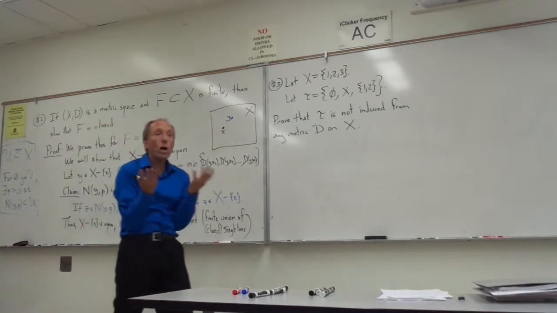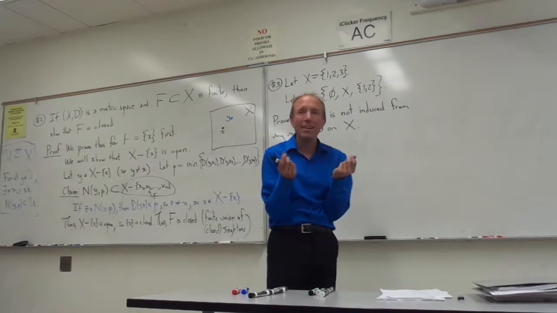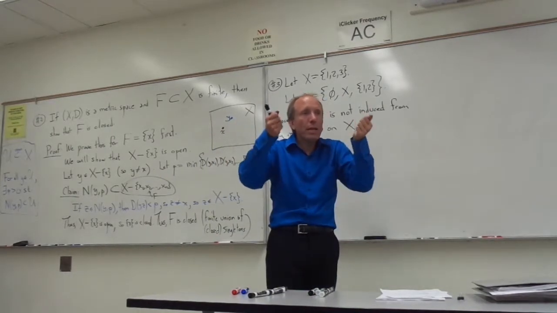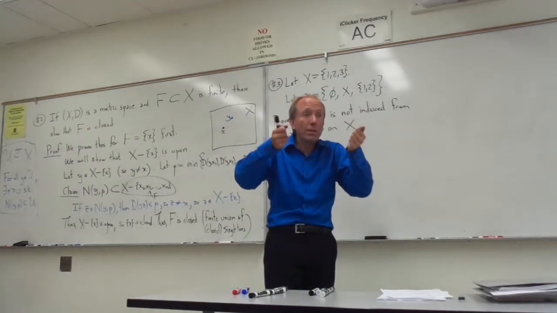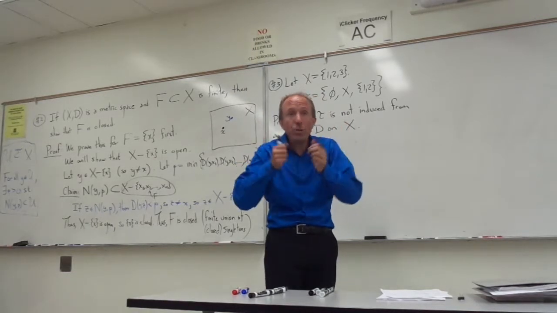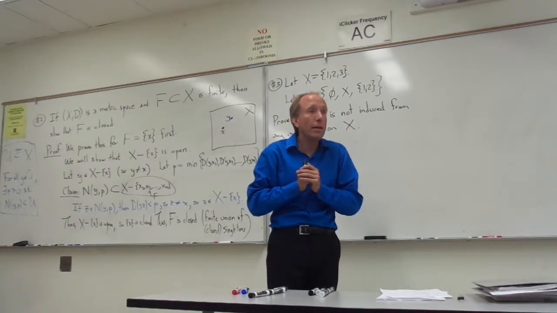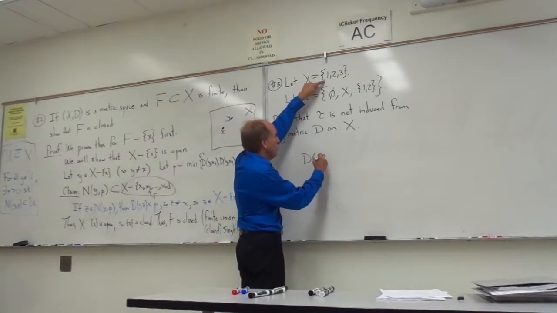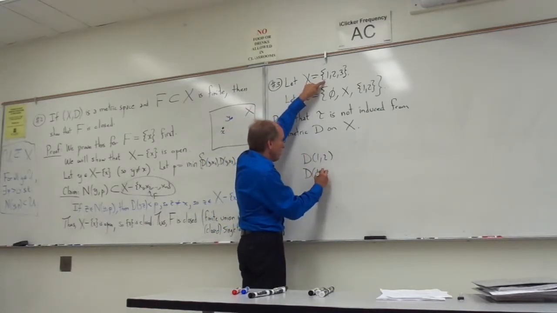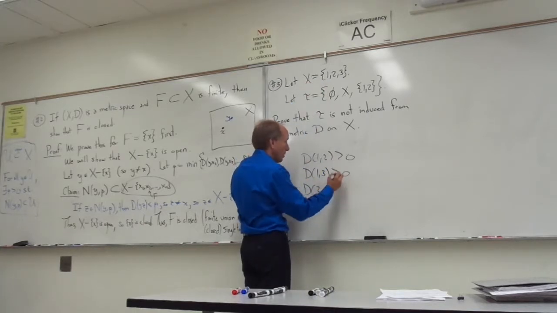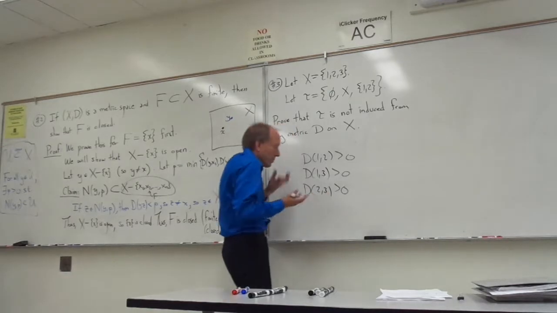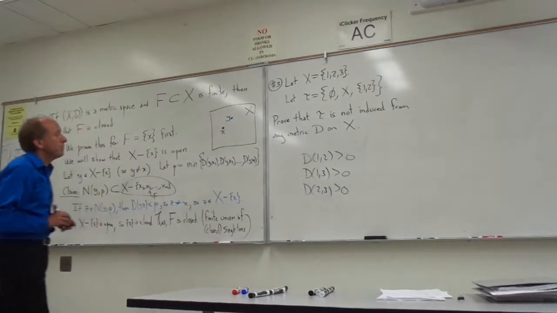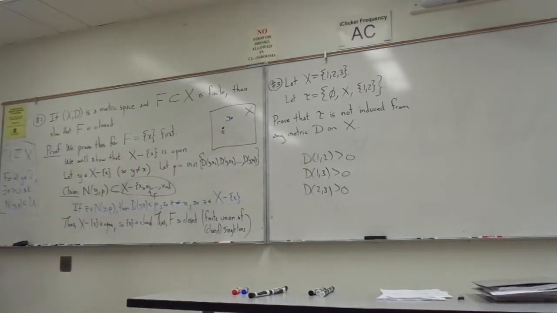One of the requirements of a metric is that the distance between any 2 different points has to be greater than 0. Right? So the distance from 1 to 2, the distance from 1 to 3, and the distance from 2 to 3, they all have to be positive numbers. Does that help us at all?